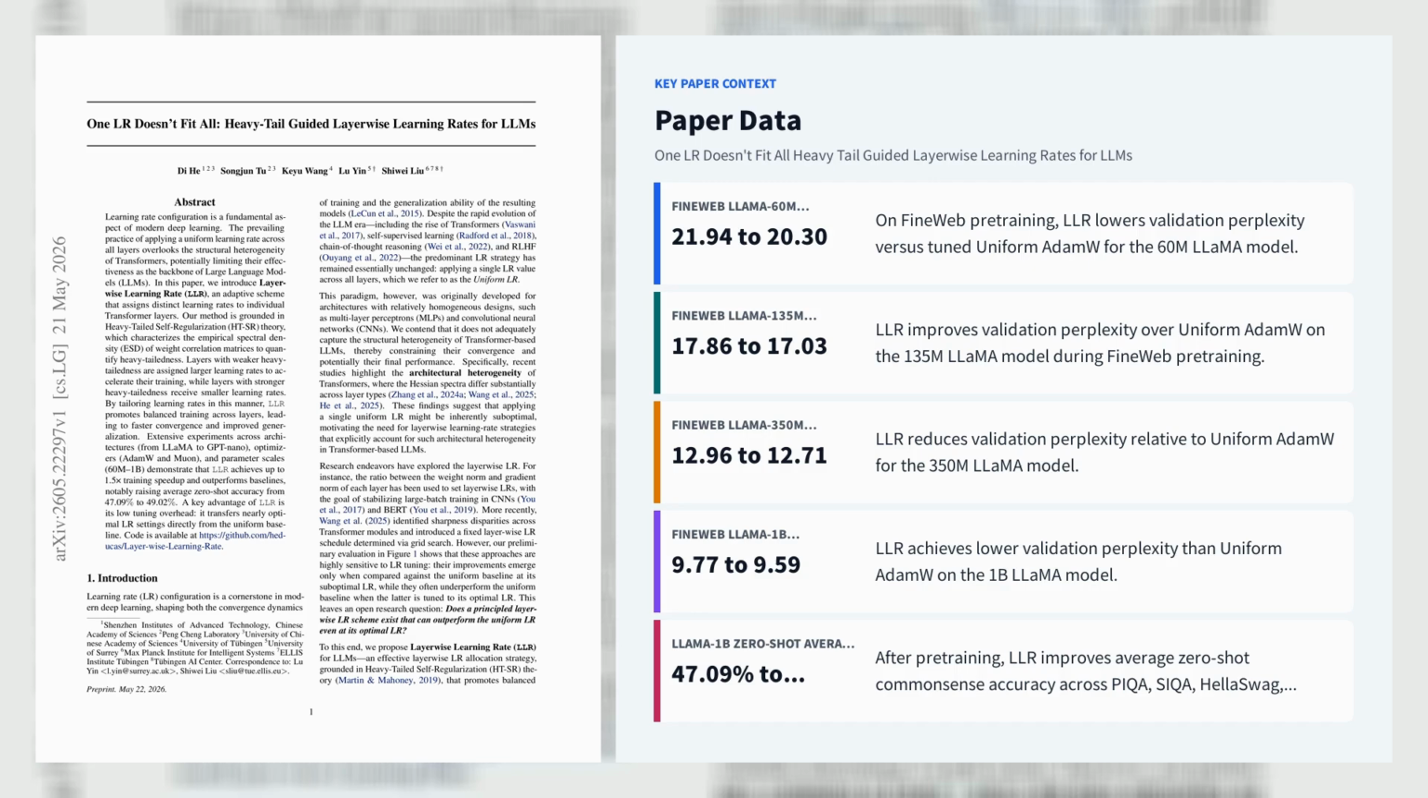On LLaMA 1B, zero-shot common sense accuracy across PIQA, SIQA, HellaSwag, Winogrande, ARC-C, ARC-E, and OBQA rises from 47.09% to 49.02%. The method transfers to GPT Nano, RoBERTa-based fine-tuning, and Muon optimization, and the authors report up to 1.5 times faster convergence with substantially lower tuning overhead than prior layer-wise schemes.